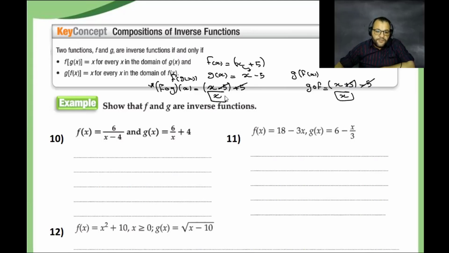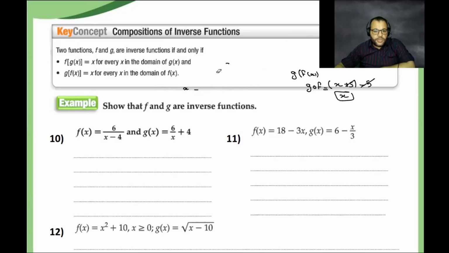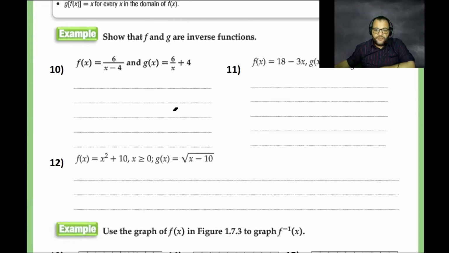So if after finding the composition of the two functions it equals x, it means both of them are inverse to each other. You understand it? Both of them are inverse to each other. For question number 10, we need to check if f of x and g of x are inverse to each other or not. All you have to do is find f o g, f composite g, or g o f.